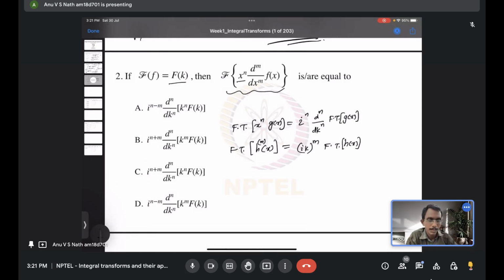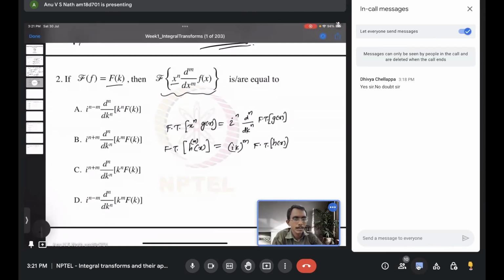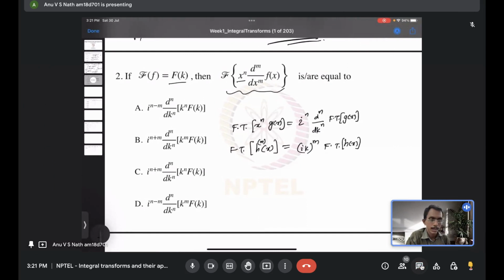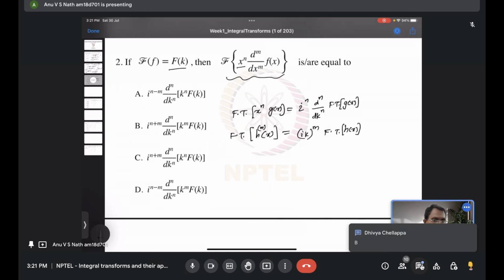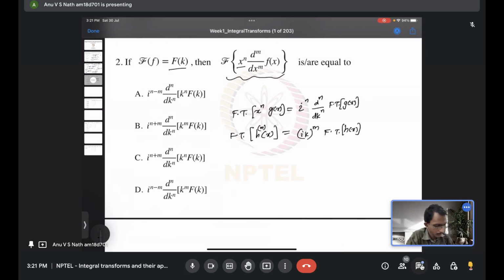Nobody answered it, so let me answer this. These 2 properties that we need to use here. Okay, I got an answer, which is option B. Anyone else? Okay, so let me explain it, and then we will see which one is the answer.